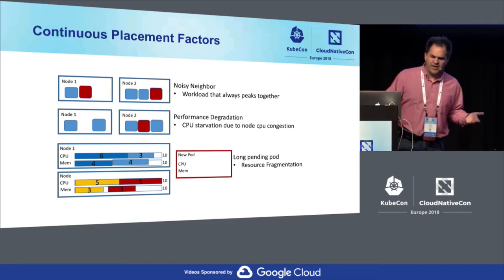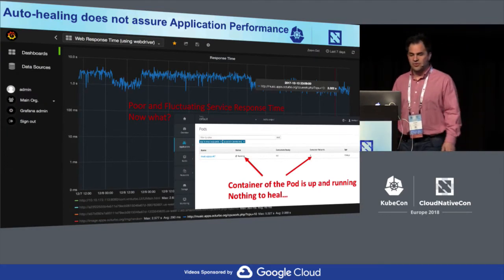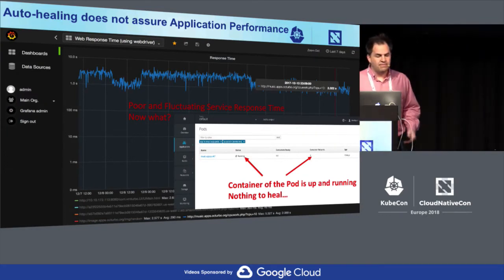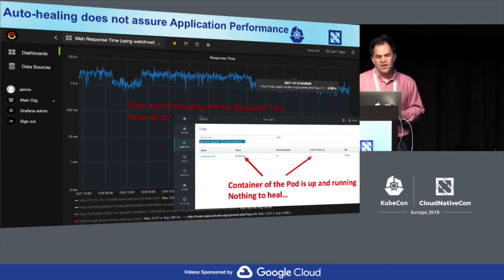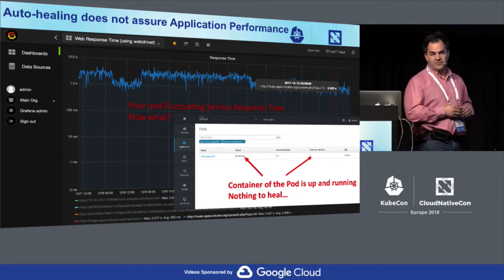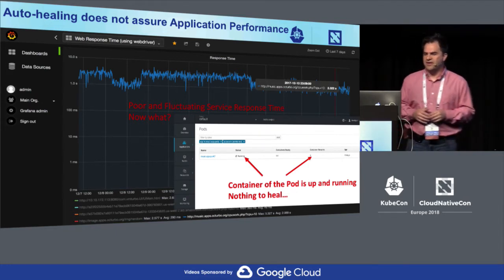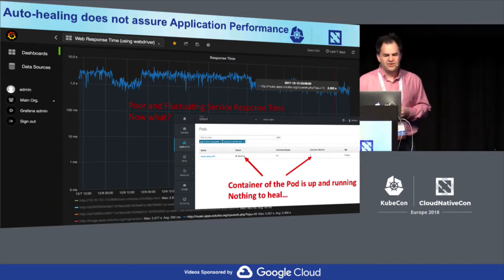So what do we have? Kubernetes provides really cool auto-healing capabilities. I can say that I want X number of instances, replicas, of this pod running in the environment. It will always make sure that I have the number of replicas that I specified, but that in itself is not going to assure the performance of the application.